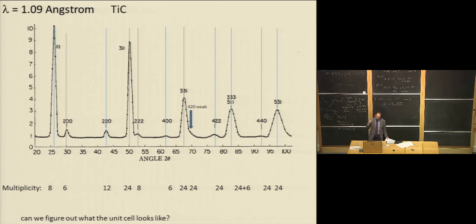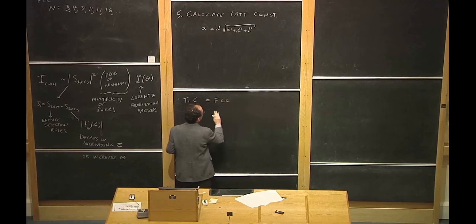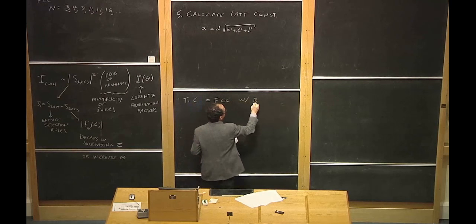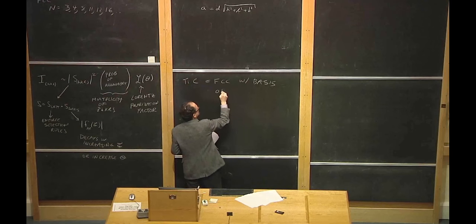Now, this tells us where the peaks are, but there's more information that we would like to get. We would like to know what the basis is. So we know that titanium carbide is FCC, and it has to have a basis that has 2 elements in it, a basis of 2 atoms.